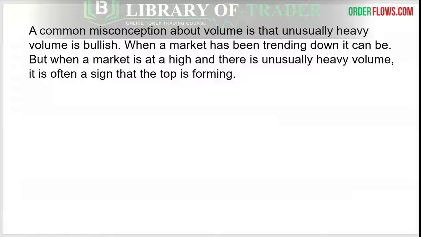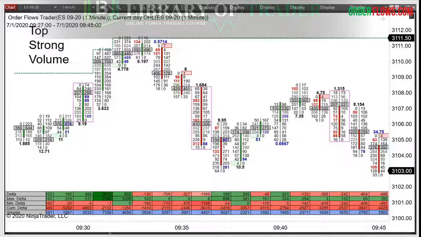Now, another common misconception is volume, right? People say, well, volume that's unusually heavy is bullish. Well, when a market has been trending down, it can be. But what about when the market's at a high and there's unusually heavy volume? It's often a sign that the top is forming in the market. So for example, here we're at the highs and we're making these highs on strong volume. Most technical analysts will say we're making these highs on strong volume, the market should go higher. But what happens is the market turns around and starts selling off.